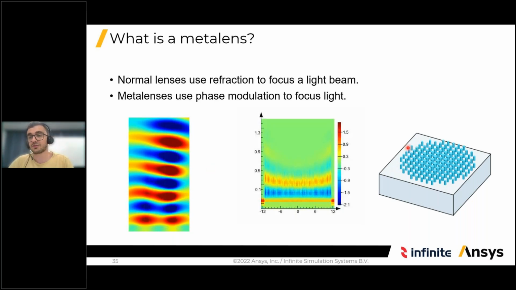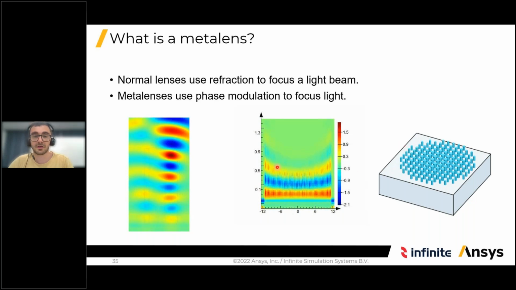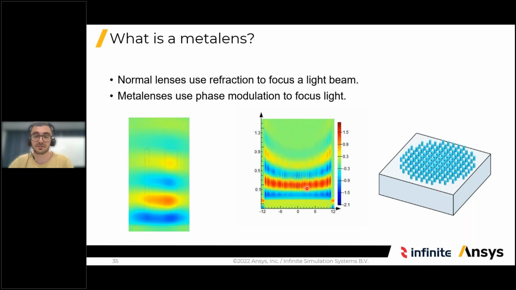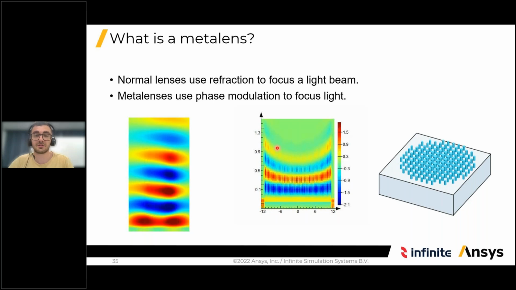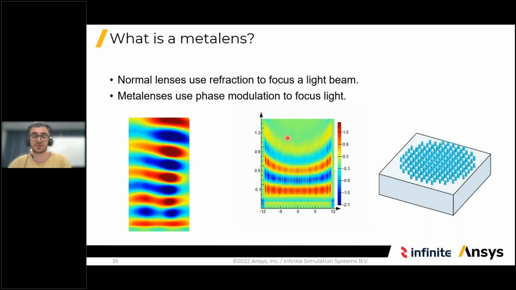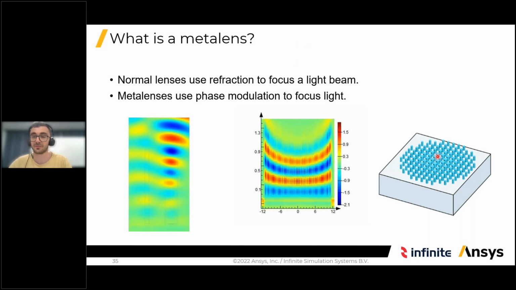If you put all those rods into a grid like this, then the light at the edges will move faster than the light at the center. Because of this, the wavefront now gets shaped like this. It gets curved, and the light will focus after it has left the waveguides.